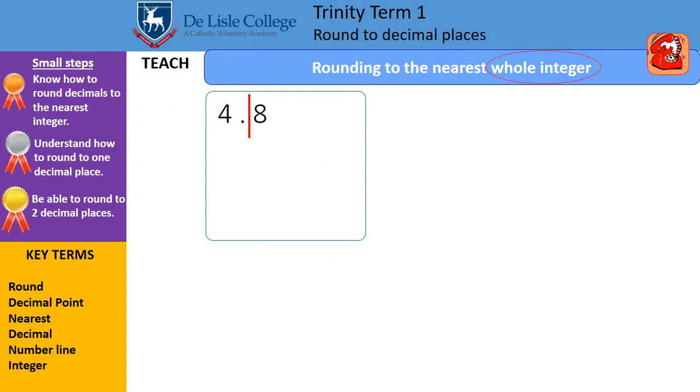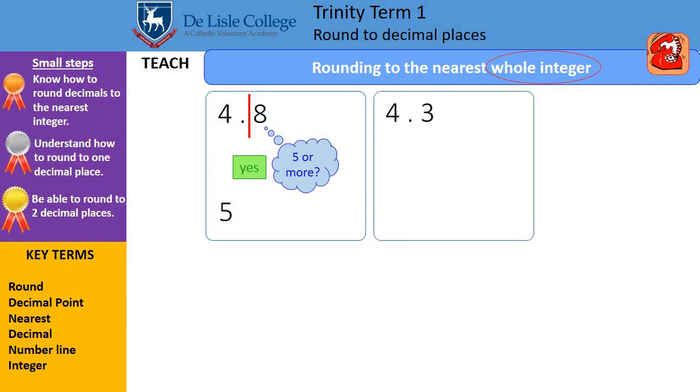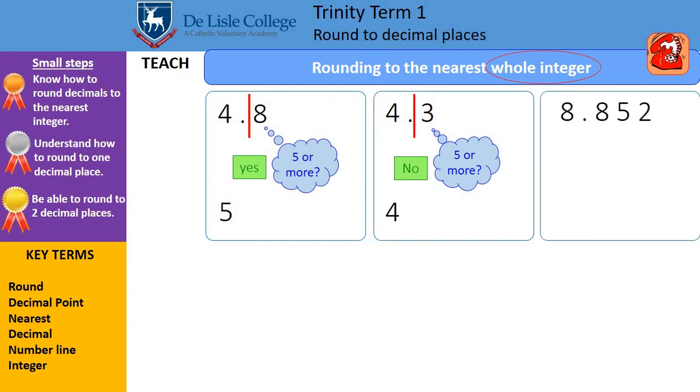Lovely. Okay, so round to the nearest whole integer. So we're going to look at the first number to the right of the decimal place, and it's an 8. Is it 5 or more? Well, yes, it is. So we round up to 5. 4.8 becomes 5. Then we've got 4.3. So we're looking at, again, the first number to the right of the decimal point. Is it 5 or more? No. And we know the rules of rounding are 5 and above you round up and 4 and below you keep the same. So we get 4. Then we've got 8.852. So again, we're looking at the first number to the right of the decimal point, which is the 8. Is it 5 or more? Yes. So the 8.852 becomes 9.